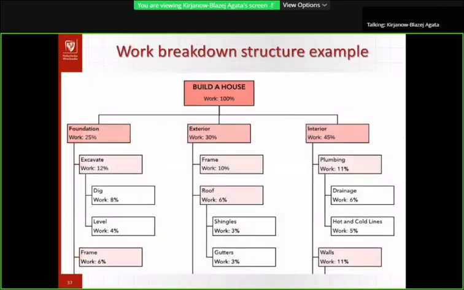And here you see a work breakdown structure example. We have built a house. Notice how the rules of building a WBS are applied in this example. First, the house building project is subdivided in three large sections that seem to make sense: foundation, exterior, and interior. Those sections are further subdivided to one or more levels for a maximum of three levels.